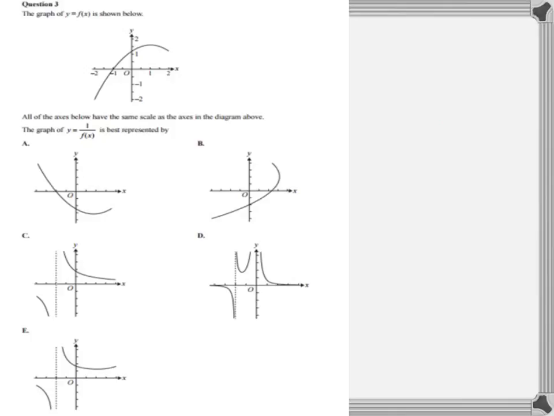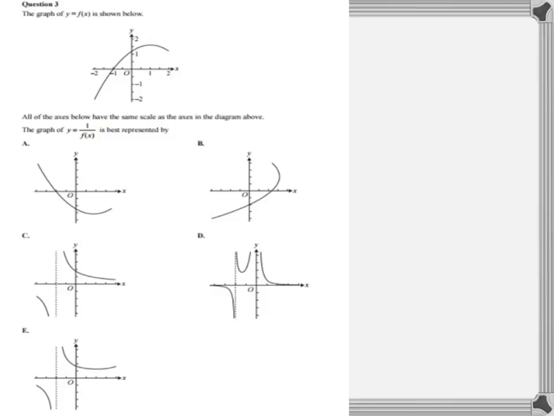Lucky last question. Coming to the end. This has been a great task, this one. I hope you've learned a lot. Now, question 3. The graph of y equals a function of x is shown below. So that looks like a bit of a reflected parabola, negative x squared type graph. Now, it says all of the axes below have the same scale as the axes in the diagram above. Well, that's good. Now, the graph of the reciprocal function, y equals 1 on f of x, is best approximated by which graph?